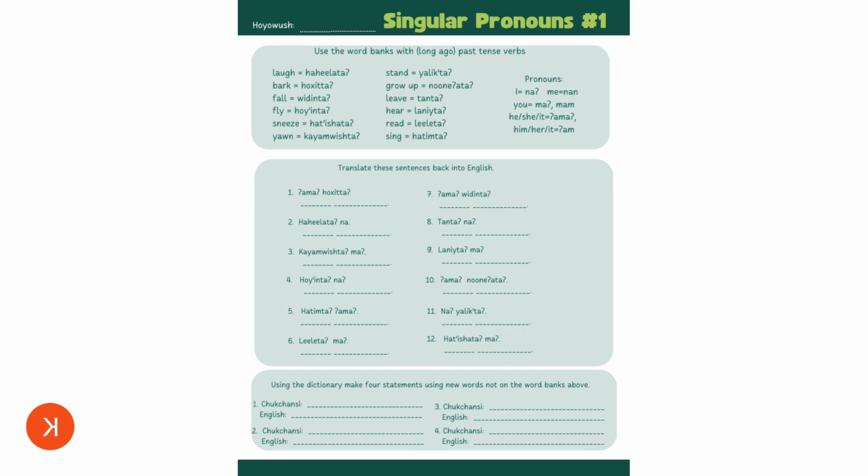So when you get down here, you can choose any of these to make your own little sentence. Any of these verbs, you could do I or you or she or he, and then put whatever verb you want, like you flew. So these are all past tense verbs. On the bottom, you write it in Chukchansi and then say what it is in English. So that's page 2.